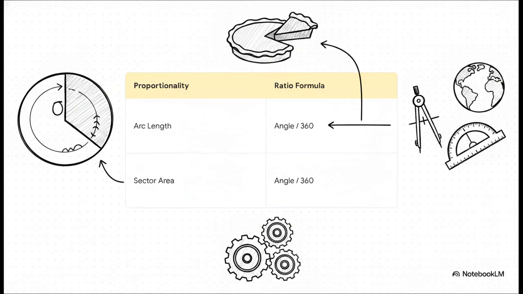Well, this brings us to a really elegant rule of proportionality. The angle of your slice, represented by theta, perfectly scales the arc length and the sector area proportionally out of the full 360 degrees. You just take your specific angle, divide it by 360, and multiply it by your standard circumference or area formula. It's so clean, the fraction of the angle is the exact fraction of the area.